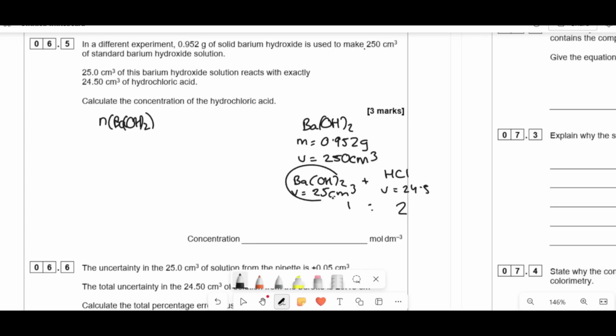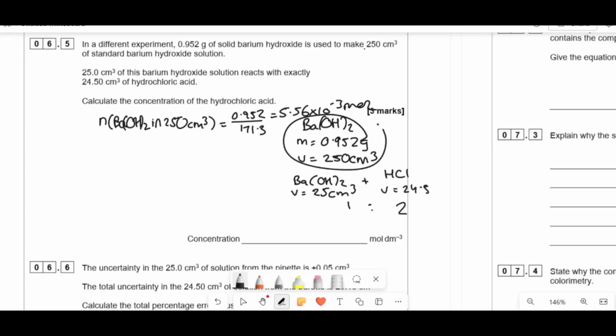In the 250, because I've got 2 Ba(OH)2s, I need to be clear on who it is. This is the moles of the Ba(OH)2 in 250 centimeters cubed, which is going to be 0.952 over its Mr, which is 171.3. And if we do that, that gives you 5.56 times 10 to the minus 3 moles, right?